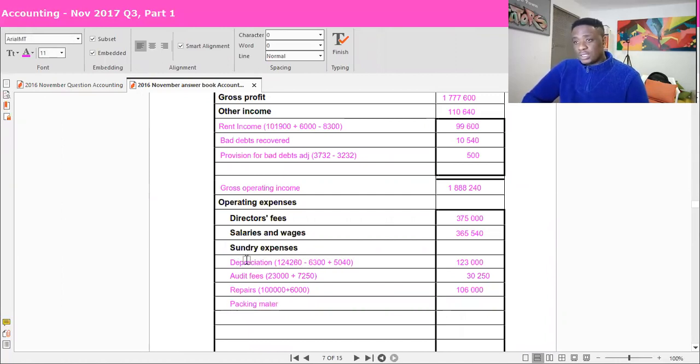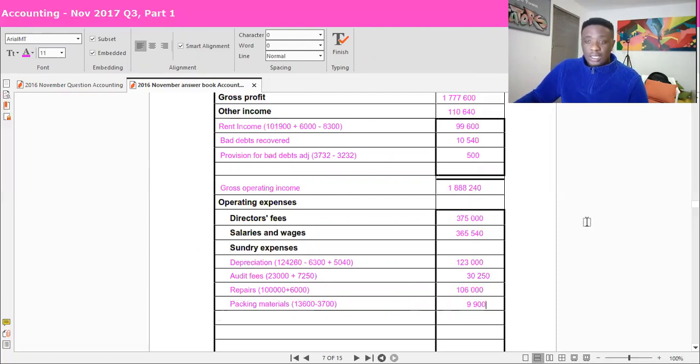Packing materials. Sometimes instead of packing materials, they will just have consumable stores on hand, or they're going to have the stationery on hand, and then you'd have to calculate the stationery expense by simply subtracting the stationery that is on hand and putting it under consumable stores on hand. And then we'll subtract the 3,700, obviously, and then we'll have a balance of 9,900.